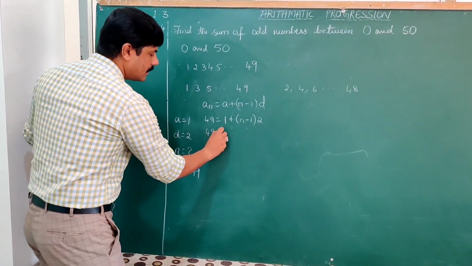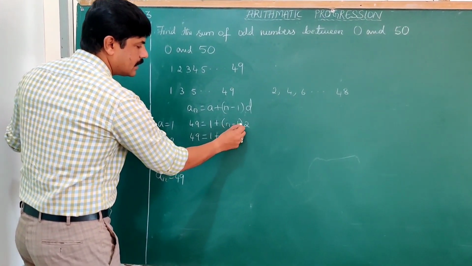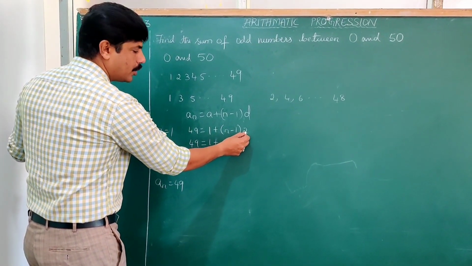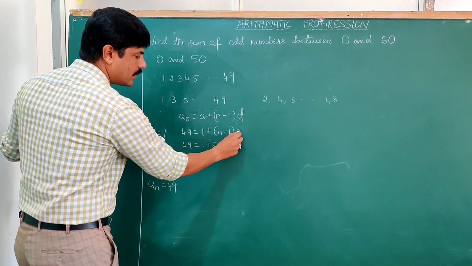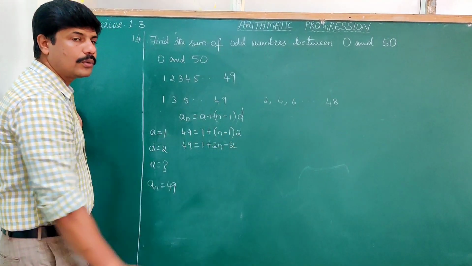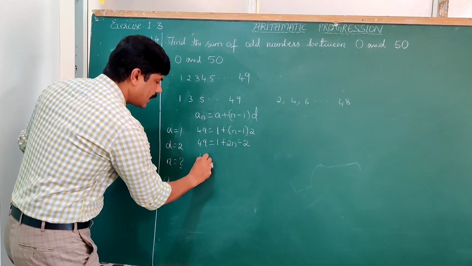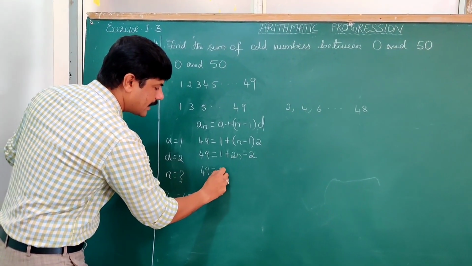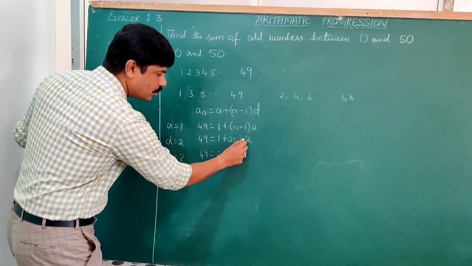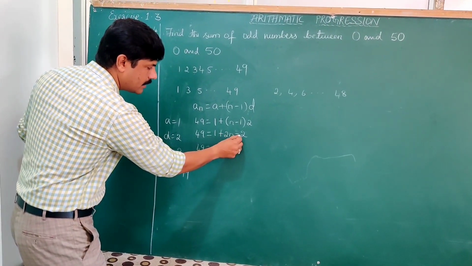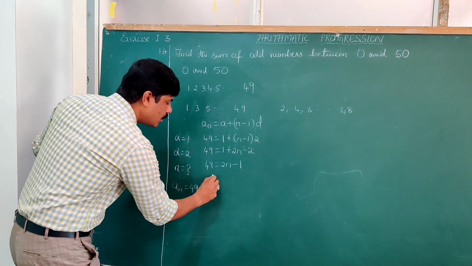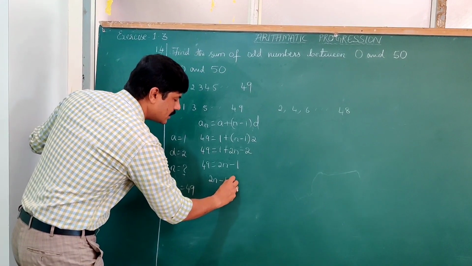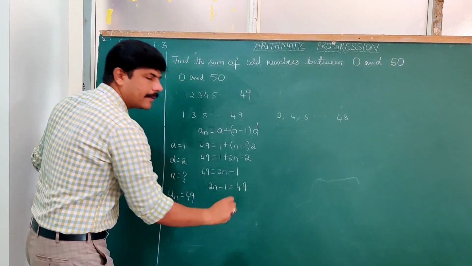49 is equal to 1 plus n minus 1 into 2. 2 into n is 2n, minus 1 into 2 is minus 2. 49 is equal to 2n, as it is, minus 2 plus 1. Minus 2 plus 1 is minus 1. Or you can write 2n minus 1 is equal to 49.